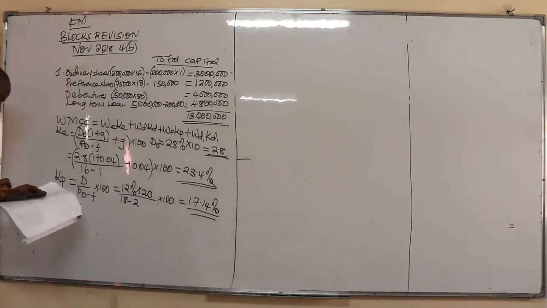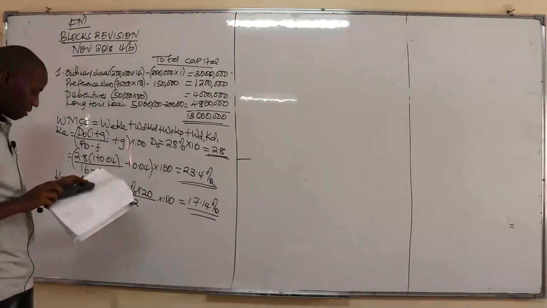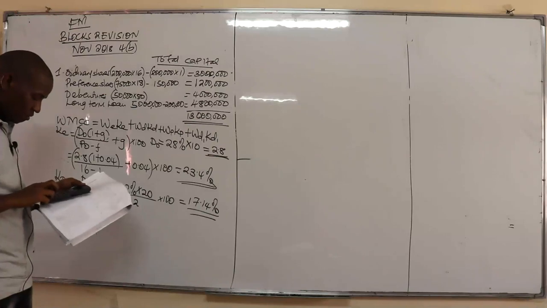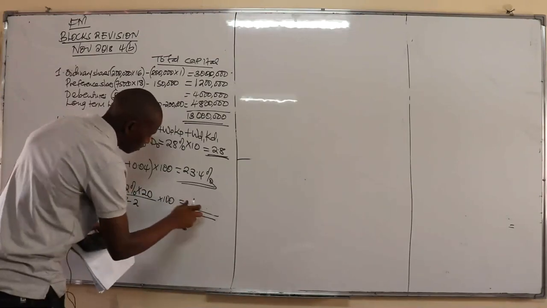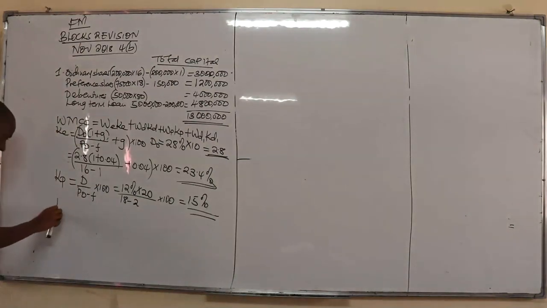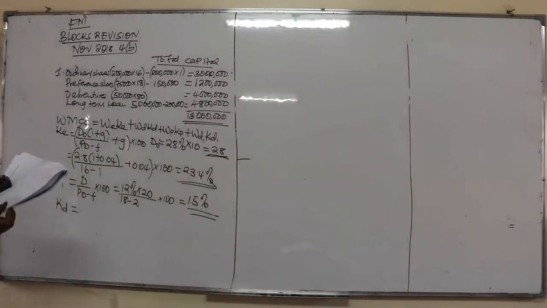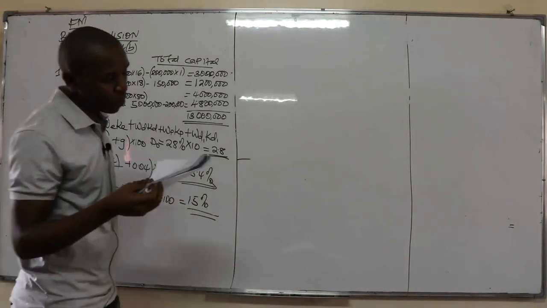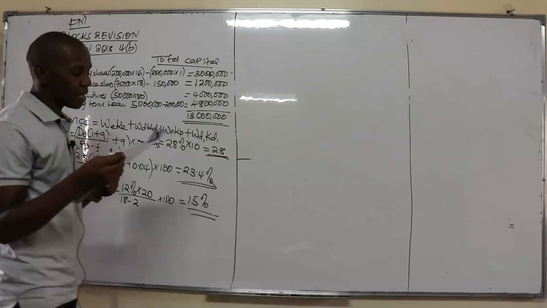17.14%. That is 0.12, you multiply by 20, you divide by 16. So it's 0.12 times 20, divided by 16, then you multiply by 100, which is 15%. Then we also go to the cost of debentures, KD. In our case, we have to confirm whether it's redeemable or irredeemable. A redeemable debenture, I said, is one that has a defined maturity period.